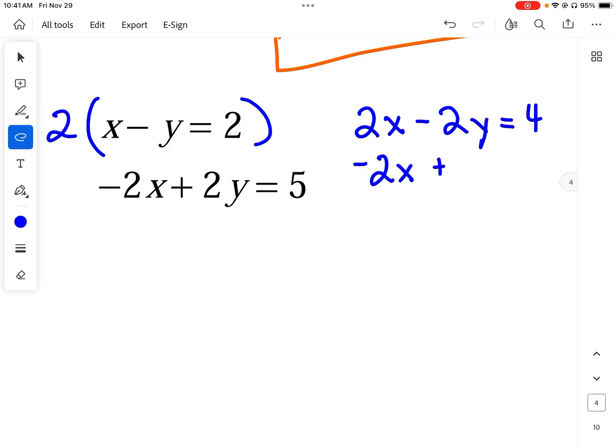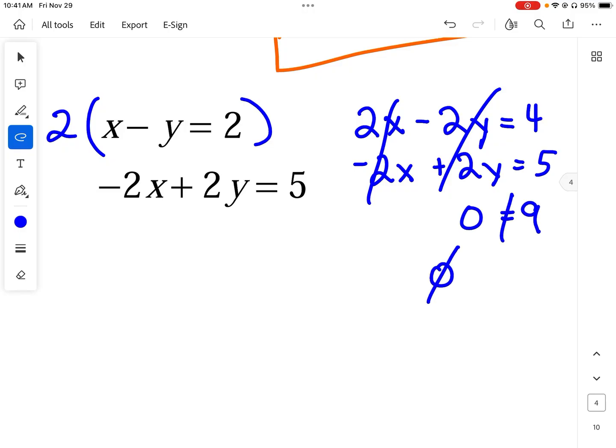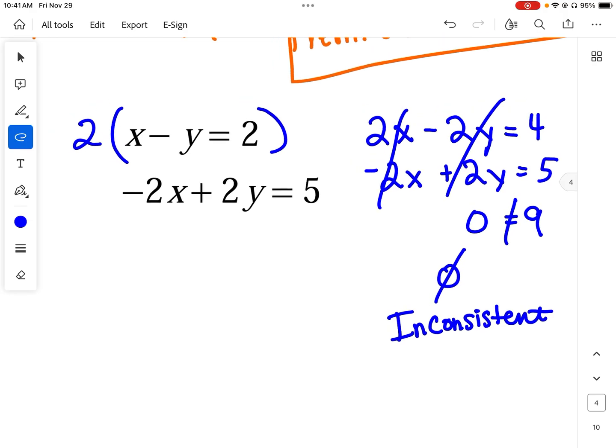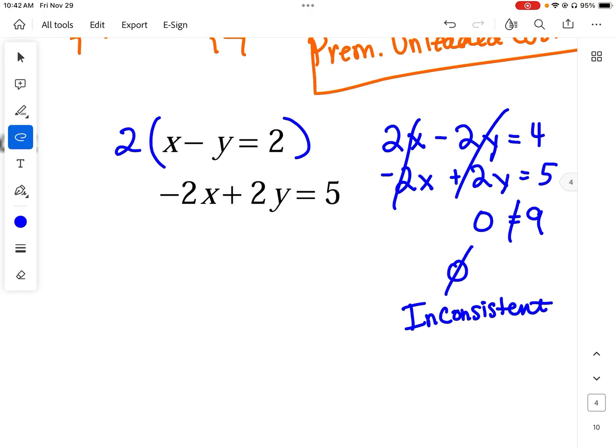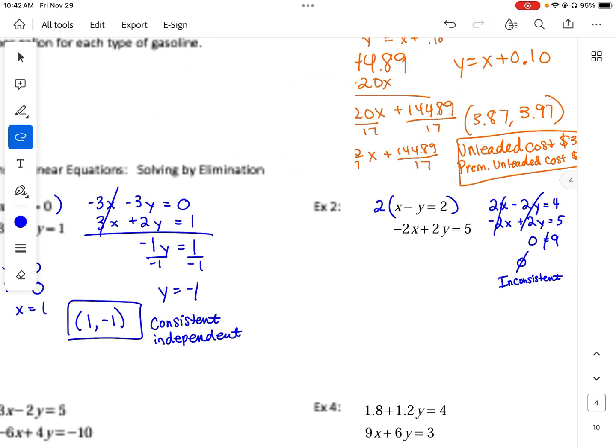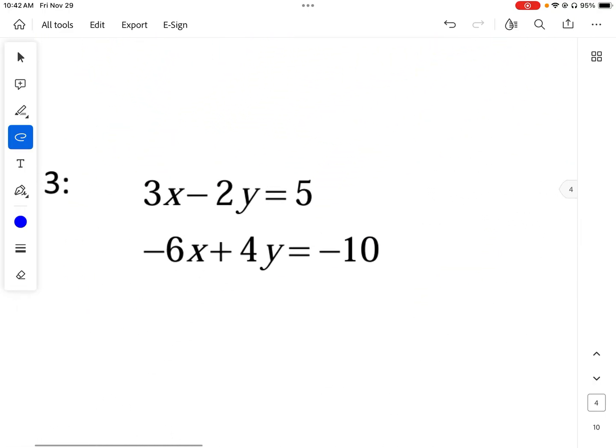And carry that second equation down. Oh, they both cancel. So I get 0 equals 9. That is no solution, which is going to be called inconsistent. So we're done. No solution, and it's inconsistent. And that also, I think that's it. That's all I can write. Inconsistent. All right. Let's go to the next one.